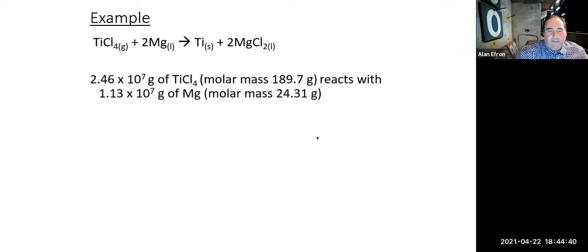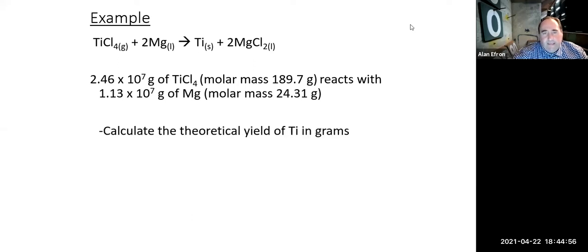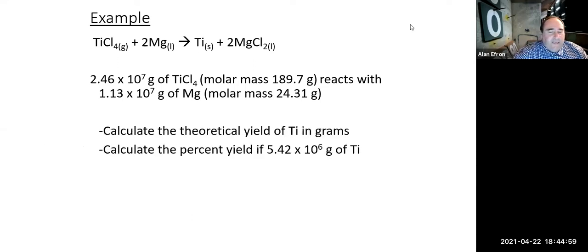We have this equation here. We are starting with TiCl4 and magnesium. They're nice enough to give you the molar mass of each of those things, so that's good. We want to calculate a couple of things here. We want to calculate the theoretical yield of Ti and calculate the percent yield if we produce 5.42 times 10 to the 6 grams of Ti. So take a few minutes, see what you come up with, and then we'll go over it. You might just need Ti, which I think is 47.88 as well. All right, take a few minutes and see what you come up with.